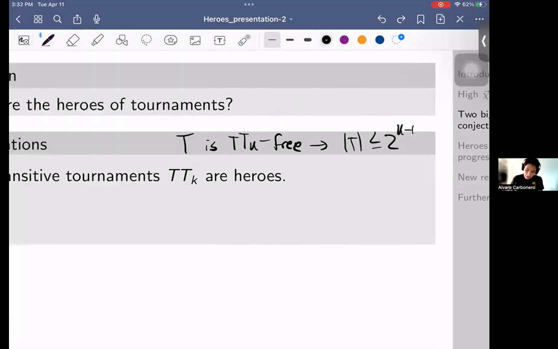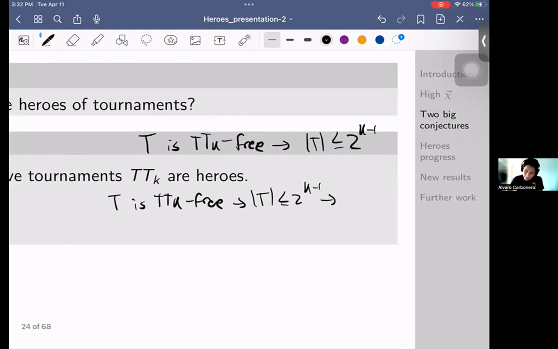So that implies that if T is TT_k free, then T has a bounded number of vertices. And then we can get the worst coloring of all, which is every vertex gets a different color. And that leads us to the conclusion that the dichromatic number is at most 2 to the k minus 1. So this is our little c. And indeed, transitive tournaments are heroes.